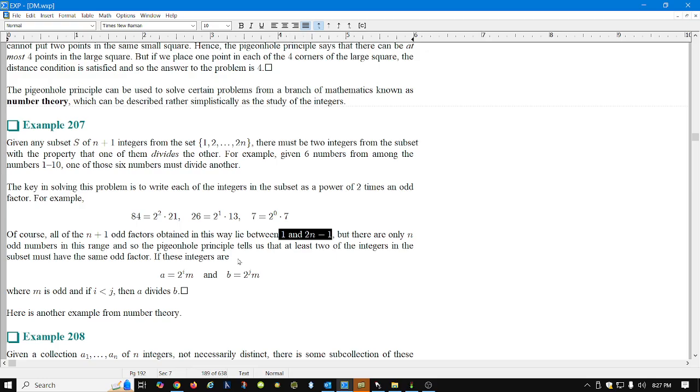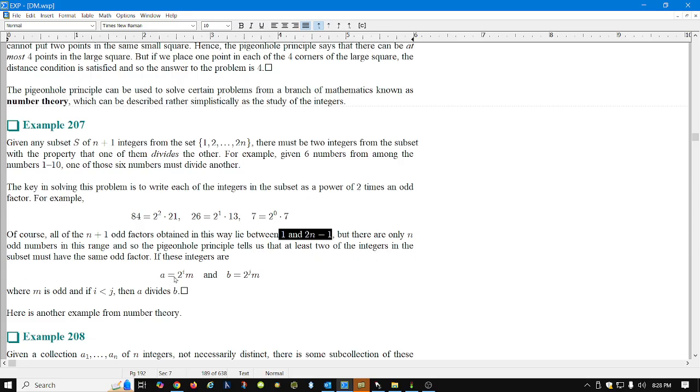So the pigeonhole principle tells us that at least 2 of the integers in the subset have to have the same odd factor. There are only n odd factors in the range here, but there are n plus 1 numbers in the subset. So 2 of the elements in the subset have the same odd factor.